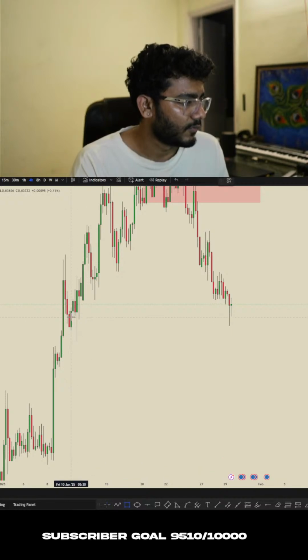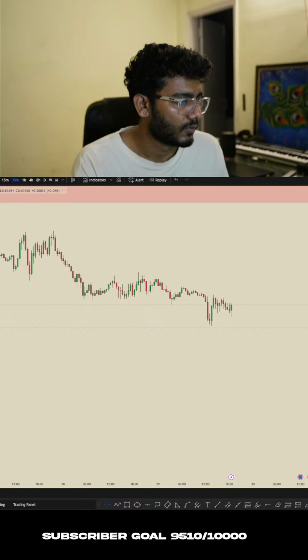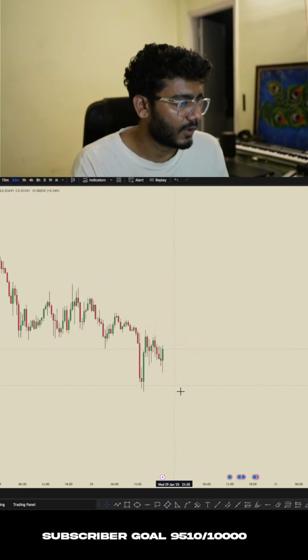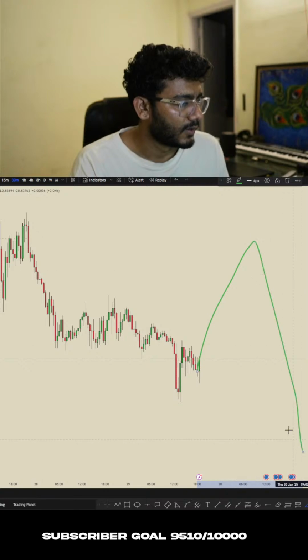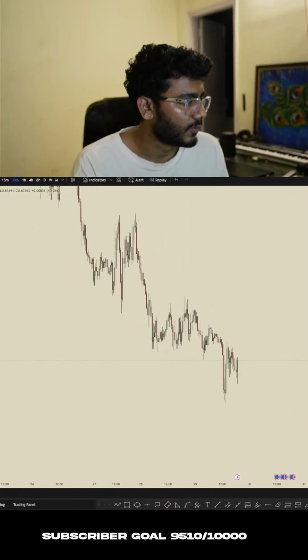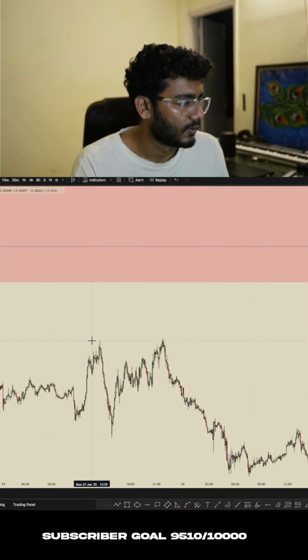And to the right side, we have this imbalance where price is rejecting from here. Okay, so I think price can go to the upside again. It can continue. So it's better to skip this area. Let's say everything is mitigated.